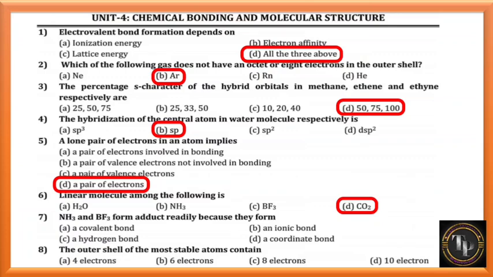Linear molecule among the following: CO2. Water is bent, ammonia is pyramidal, BF3 is trigonal planar. So CO2 is the only linear shape. NH3 and BF3 form an adduct readily because they form a coordinate bond.